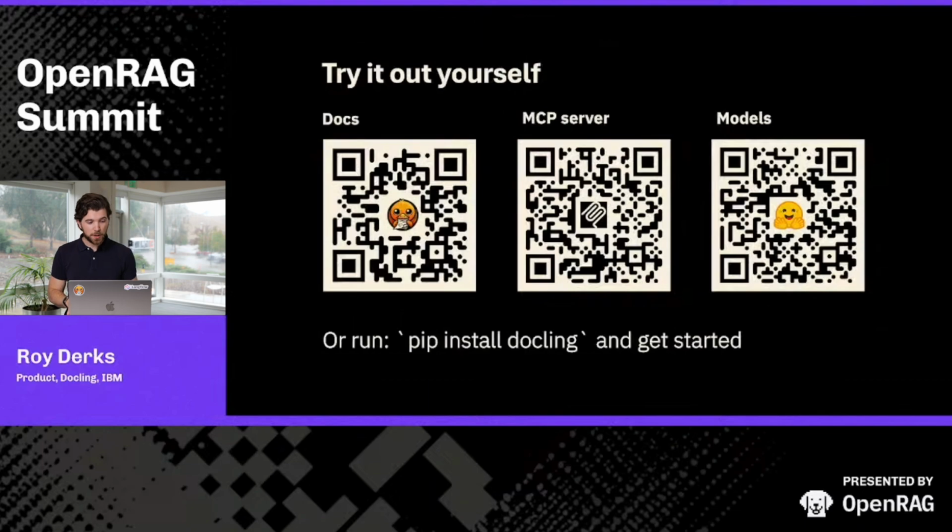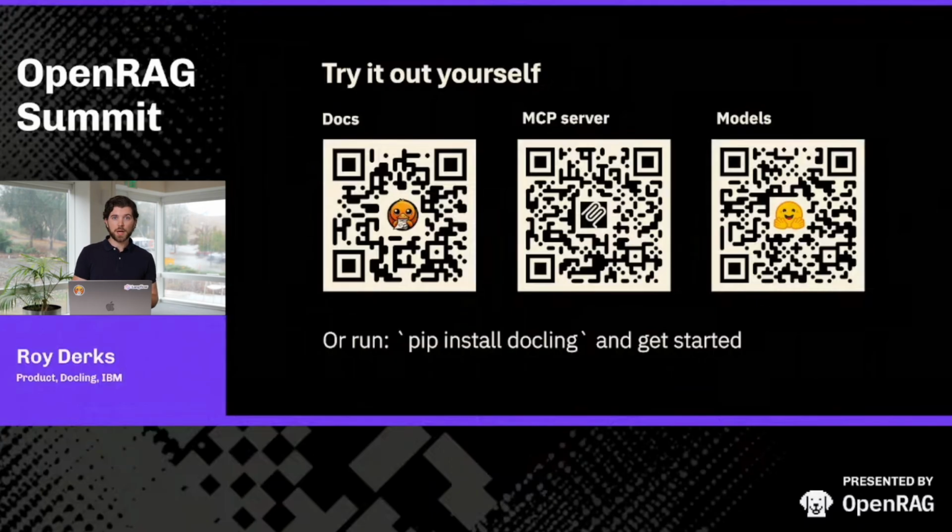There are many ways to try it out yourself. So there are a couple of QR codes. If you want to look at the docs, you can follow this QR code, which will bring you to the Docling website. You can also try out the MCP server, which you can use in any chat application that supports MCP. It's even natively integrated in the connectors page in Claude Desktop. And then there are the models on Hugging Face in case you want to try those out. If you're lazy like me, you can also just go to your terminal, run pip install docling, and see how to run it yourself.